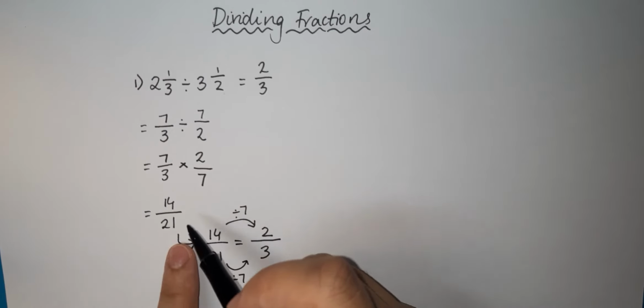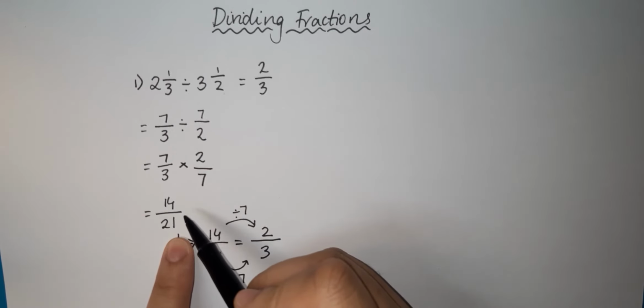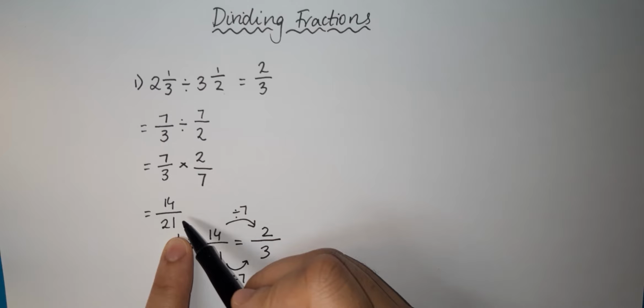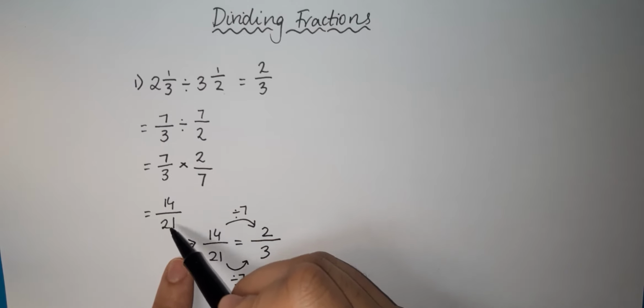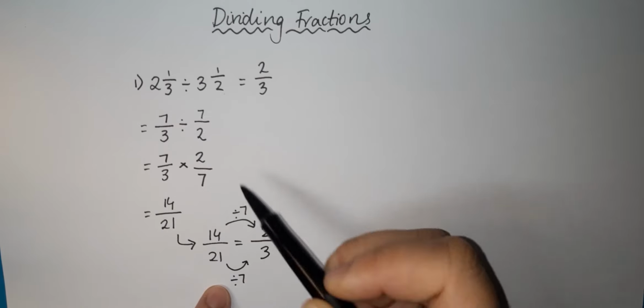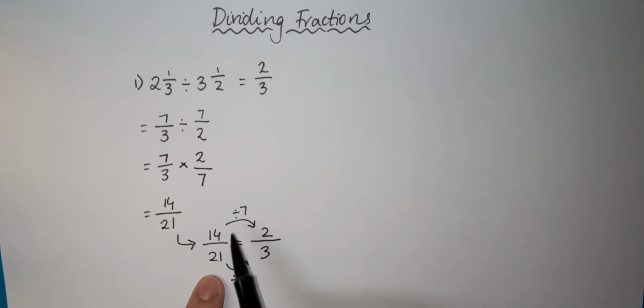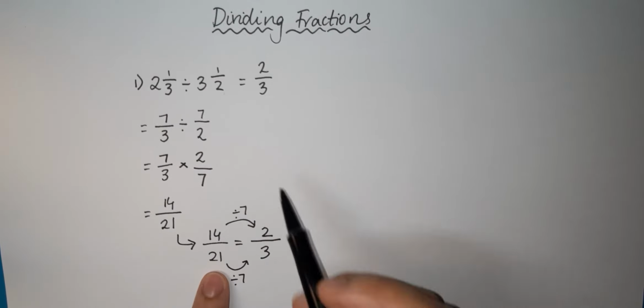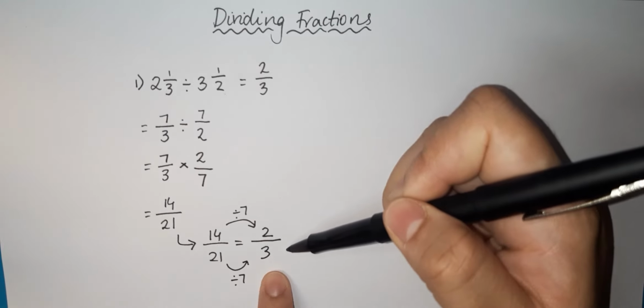Now this, on its own, could be the answer, if the question doesn't say fully simplify. If it does, we go on to this step here. And what this is, we've just simplified it. So 14 and 21 can both be divided by 7. And if we do it, we find that we get 2/3.